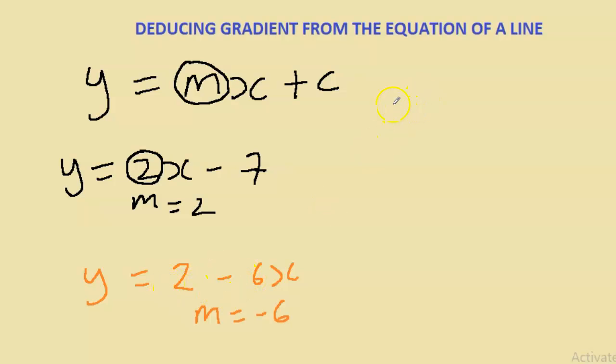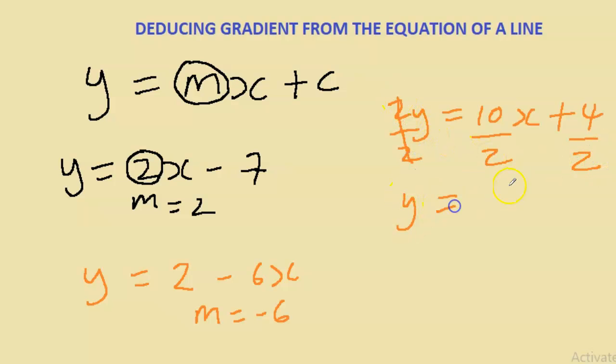How about you have something like 2y equal 10x plus 4, and I ask you, what is the gradient of this line? Before you can tell the gradient, remember y has to be the subject. So you need to get rid of this 2. So you have to divide each term by 2. So divide that by 2, divide by 2, divide by 2. 2 into 2, that's 1, so left with 1y. 2 into 10. So what's the gradient of this line? 5.